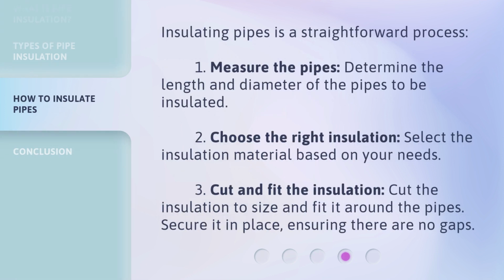Insulating pipes is a straightforward process. 1. Measure the pipes. Determine the length and diameter of the pipes to be insulated. 2. Choose the right insulation. Select the insulation material based on your needs. 3. Cut and fit the insulation. Cut the insulation to size and fit it around the pipes. Secure it in place, ensuring there are no gaps.